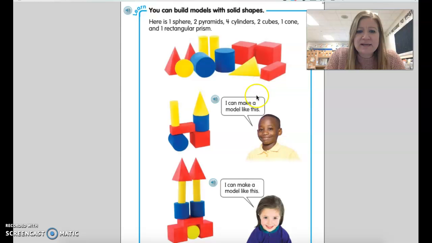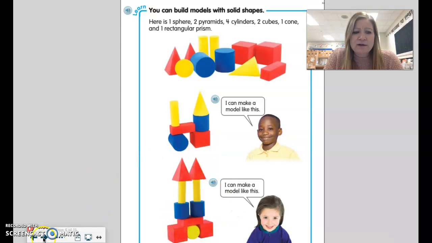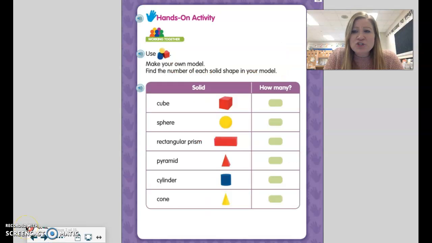With those shapes, they made different models. So this was one model they used using some of those. And here's another one. I'm going to make a shape next, or a model next, and I'm going to have you look at it, and I want you to count how many of each shape you see, okay?